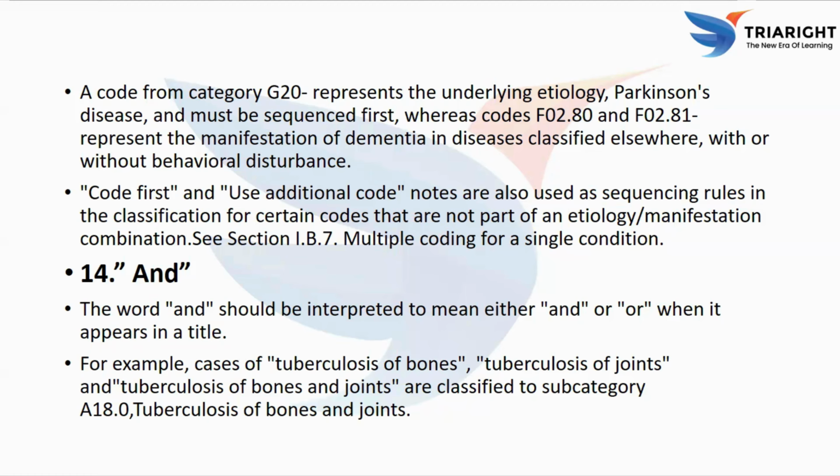Coming to the next, the word and, the and convention. In ICD-10-CM, the word and in a code title means both and or. If a title says bones and joints, it covers tuberculosis of bones, tuberculosis of joints and tuberculosis of bones and joints. All of these are coded under A18.0, tuberculosis of bones and joints. So this is about the and convention.